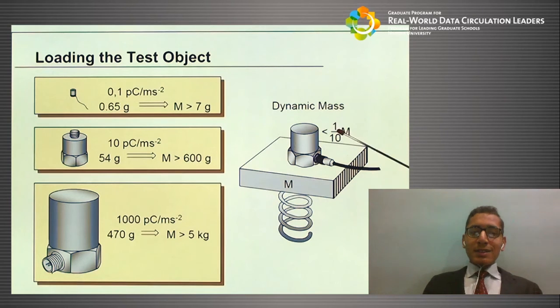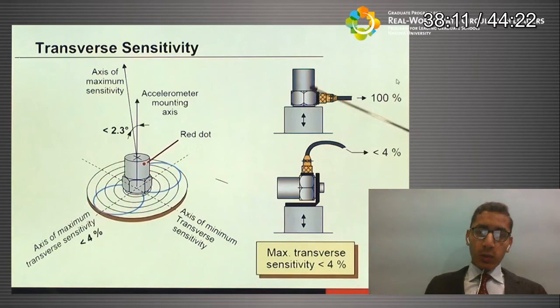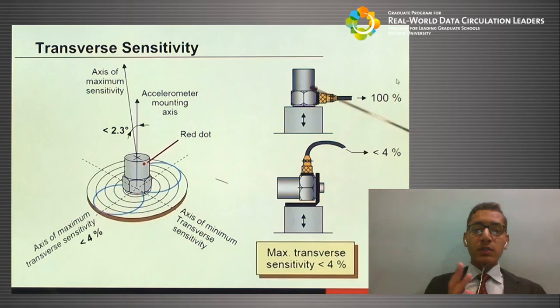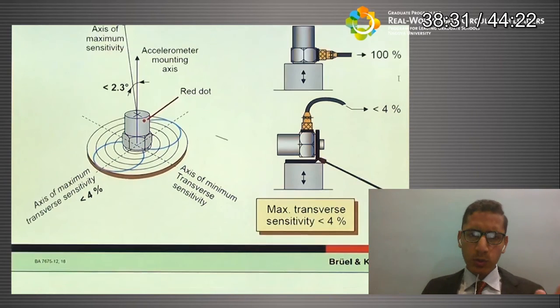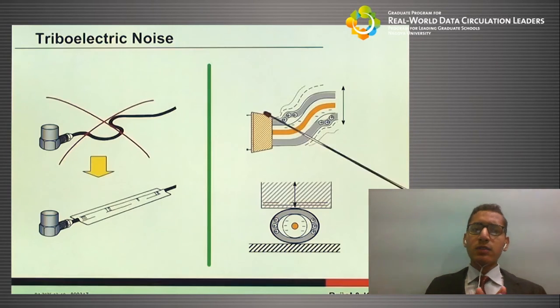Now we have loading the test object. We have three different test objects, and we see how they can be loaded. The dynamic mass should be less than 1/10 of the mass. Now this is a law that we have to follow. And we have these different ranges that we have to keep in mind. We have the transverse sensitivity. We don't go into depth with this slide, but if you can understand it, it's good, but if you don't, don't worry about it. Then we have triboelectric noise.